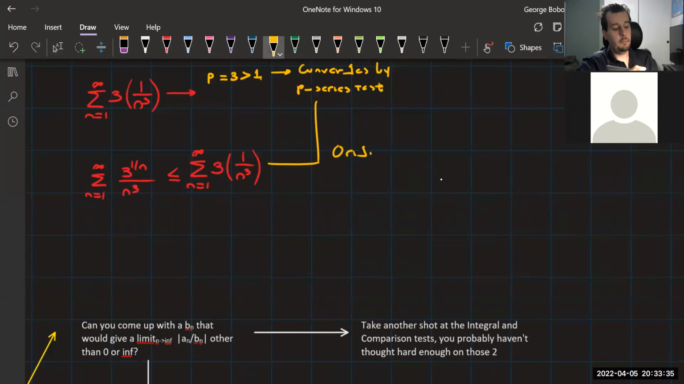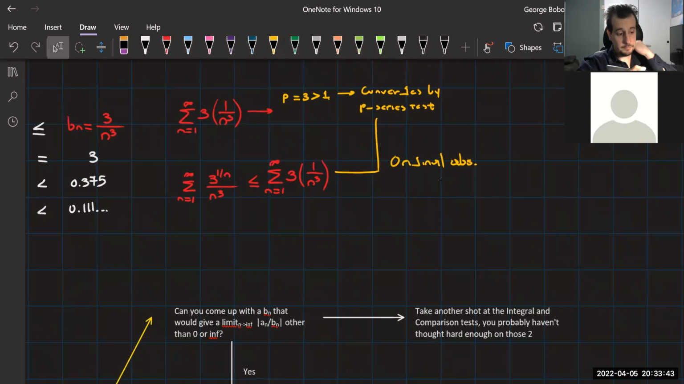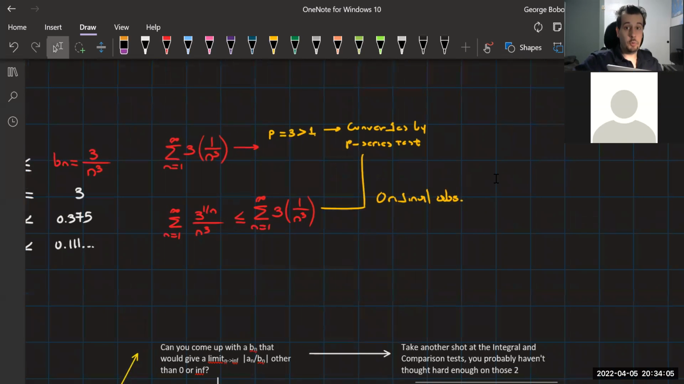So original. Wait, sorry, what's the difference between this P series and the geometric series? The fact that in the geometric series, we have a number raised to some power here, and in the P series, we have n raised to some power. Oh, okay. So this time it's the n raised to some power. Similar creatures, but quite different.